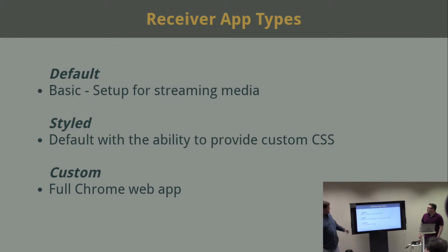The second is a styled one, which effectively allows you to provide some custom CSS, so you can do a little bit of branding, a little bit of styling, moving things around. But for the most part, you are still getting the basic default application that is built for streaming media, that is set up to listen for play, pause, rewind, seek, that kind of stuff. But you can move stuff around on the page a little bit. And then the third option is, oh, that's not enough control for you, make whatever web page you want, okay? So that's what we're going to be diving into today a little bit.